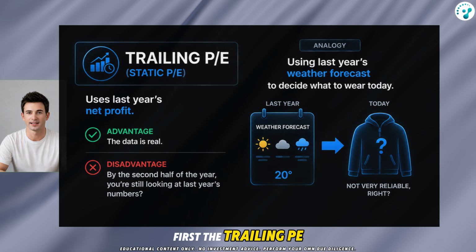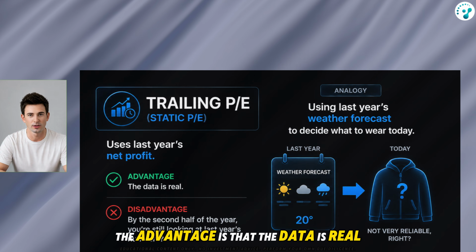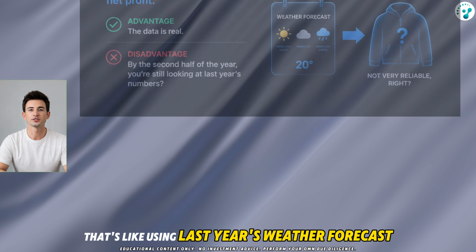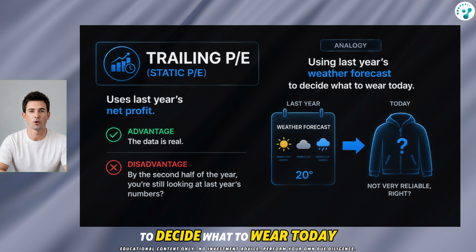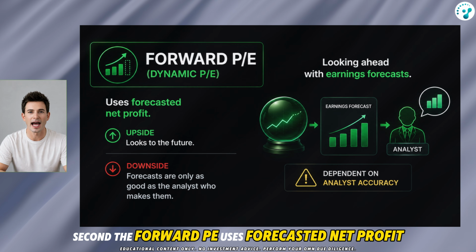First, the trailing PE, static PE. It uses last year's net profit. The advantage is that the data is real. The disadvantage, by the second half of the year, you're still looking at last year's numbers? That's like using last year's weather forecast to decide what to wear today. Not very reliable, right? Second, the forward PE uses forecasted net profit.